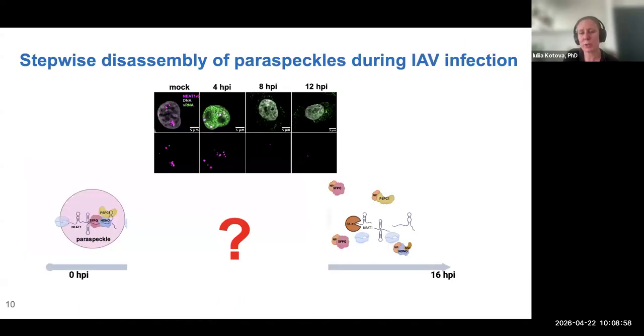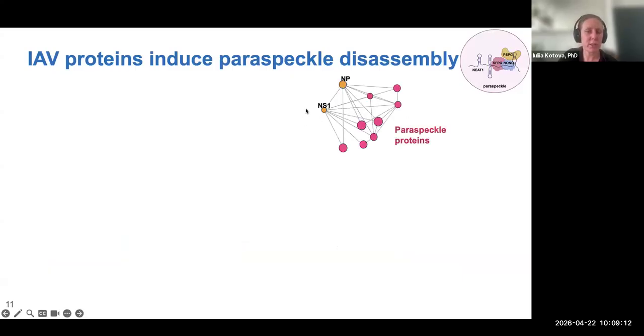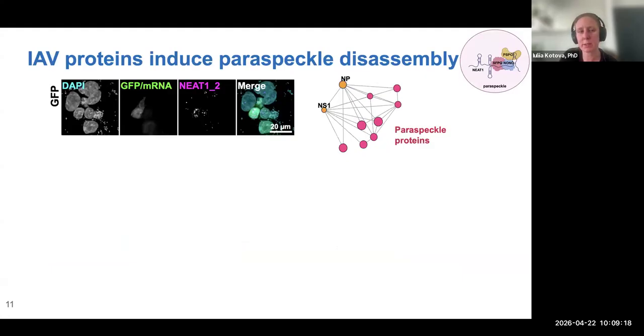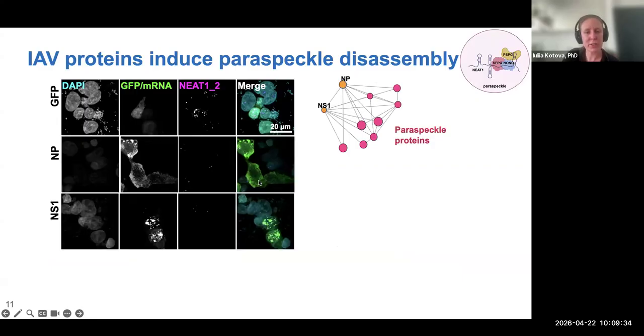And for us, the question was arising, okay, how does it happen? How do we come from the intact paraspeckle here to almost none present already by 12 hours post-infection? And because we've seen that there are two viral proteins that have many cross-links to the paraspeckle proteins, we first overexpressed them. So here's just a GFP control to see that the overexpression alone does not cause disassembly of paraspeckles. However, in overexpression of the viral proteins, here we see NP positive cells do not have any paraspeckles present. The same is true for NS1 positive cells.